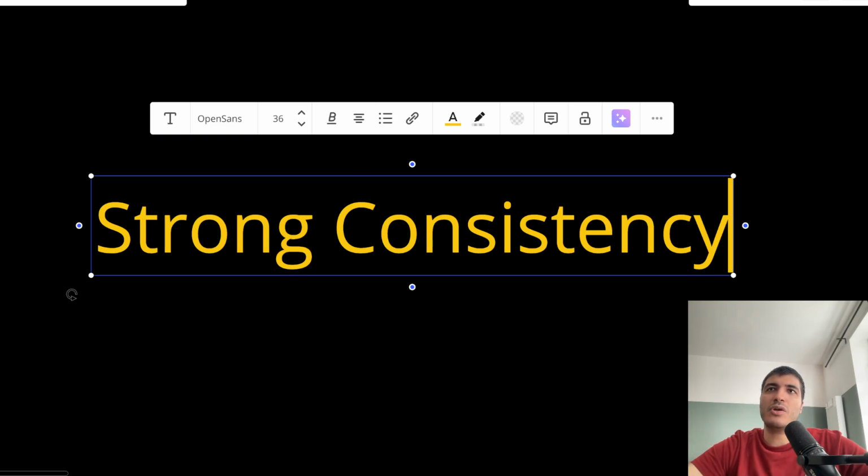Okay, let's talk about the trade-offs and the CAP theorem. If you don't know what the CAP theorem is, I created multiple videos talking about it, so check them out.